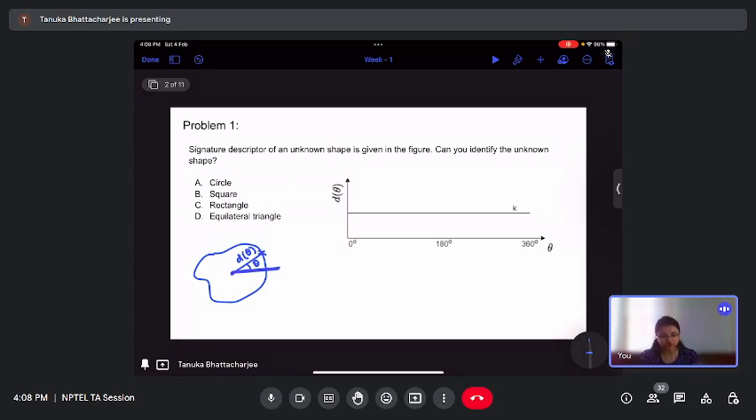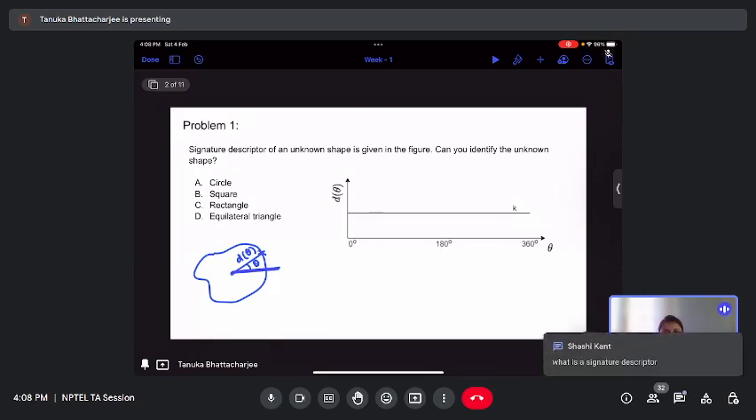So, theta from 0 to 360 degrees, we have to plot these distances of the boundary points from the centroid to get our signature descriptor. Here one such signature descriptor is given, which is a straight line throughout. So, the distance of all the points on the boundary is constant from the centroid. We need to identify the unknown shape.